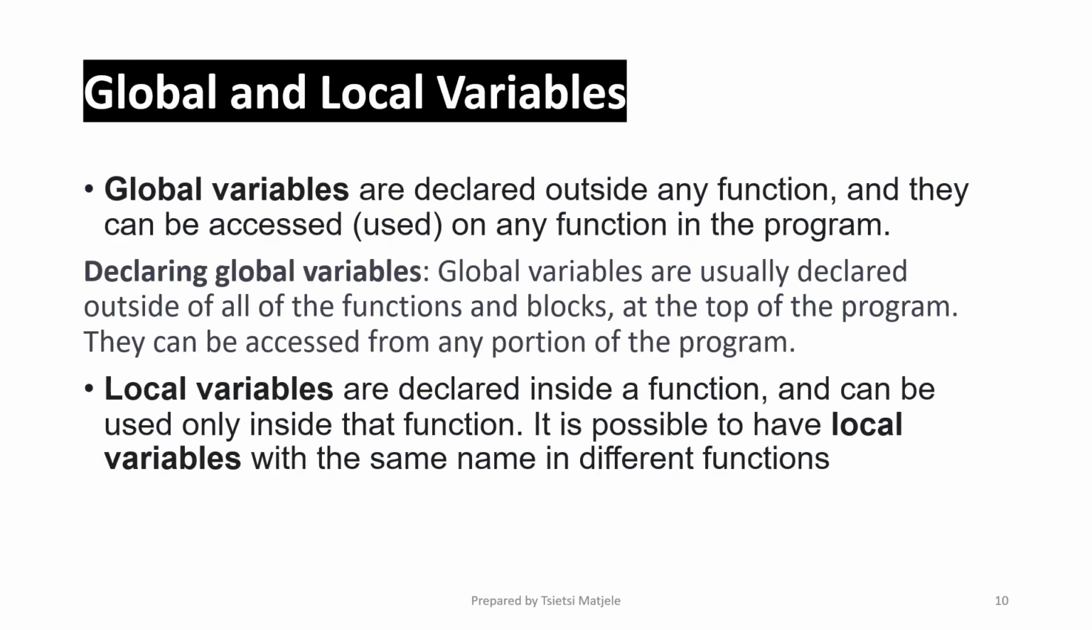So let's talk about the variables, which are global and local variables. Remember we talked about variables when we started, and declaring variables, and we know what a variable is, which is a memory location. So we have global variables. Global variables are declared outside any function, and they can be accessed and used in any function in the program. So that's what it means.